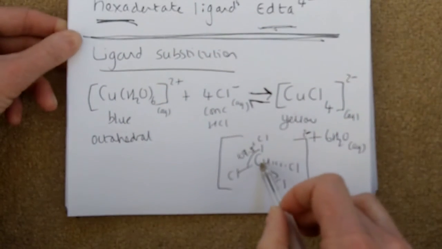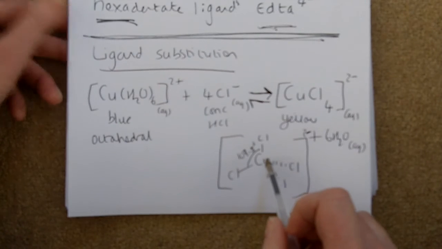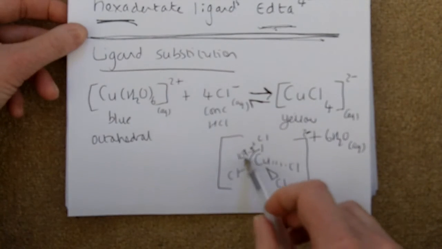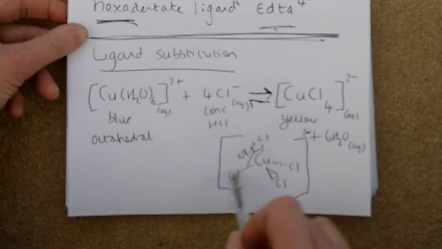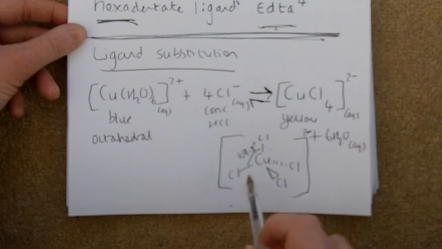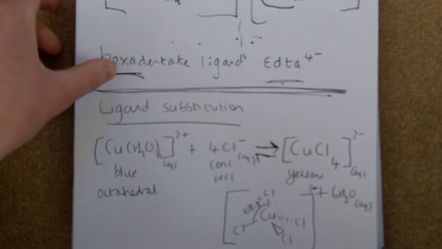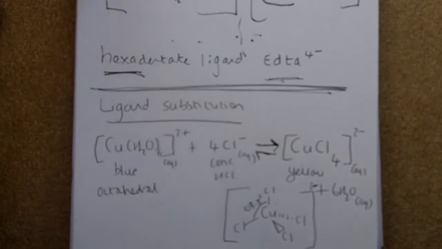The chloride ligand is larger than a water ligand or ammonia ligand, and it needs more room, so it forms a tetrahedral shape. Okay, and that's ligand substitution. Other common ones you need to know about.